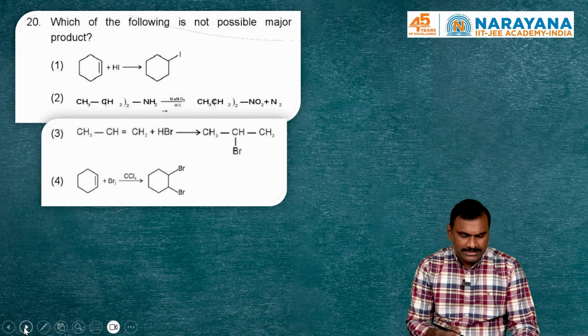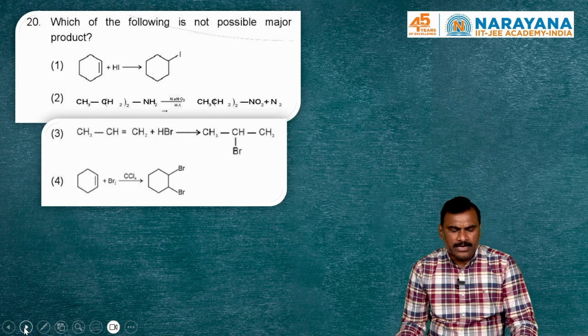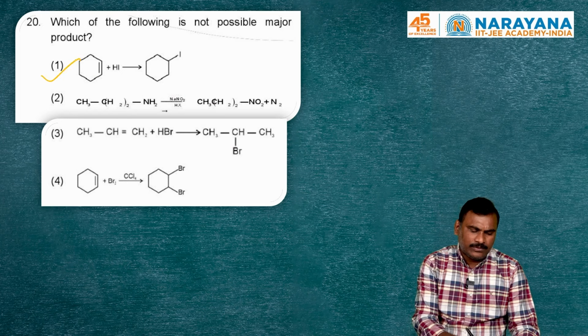Let us go for the next. Which of the following is not a possible major product of HI addition as per Markovnikov rule? Correct answer.